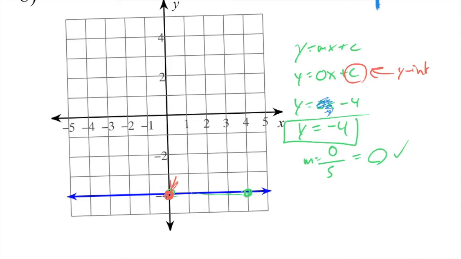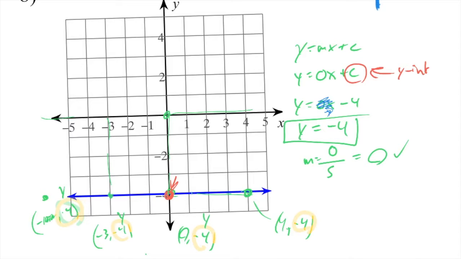Another way to do that is look at the names of these points. This is 4, comma, -4. This is 0, comma, -4. This is -3, comma, -4. This is -1,000,000, comma, -4. It doesn't matter how far left or right you go. The y coordinate, the y value, is always -4, which makes sense because the equation is y equals -4. That's why it's that. Great. So there's our solution.